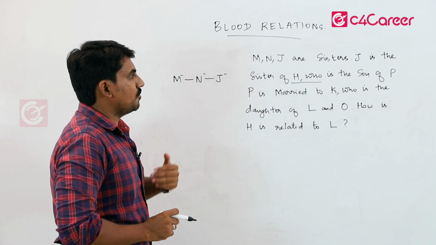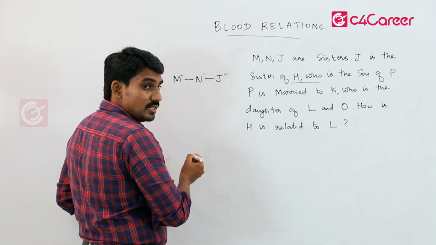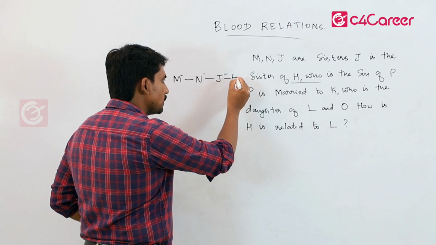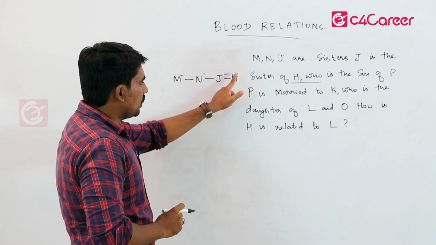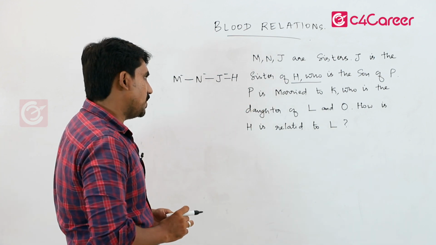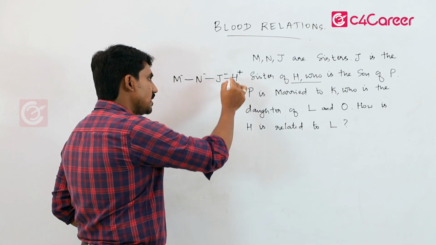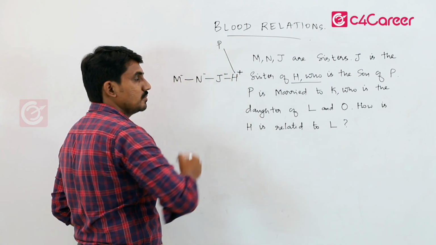J is the sister of H. Who is the son of P? How can we draw this? This J minus is the sister of H. H, and we don't know the gender, right? Then what is given? Who is the son of P? From that we can understand H is plus. H is the son of P.